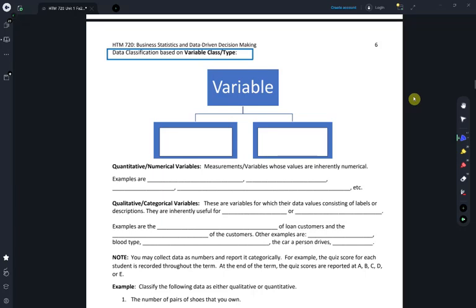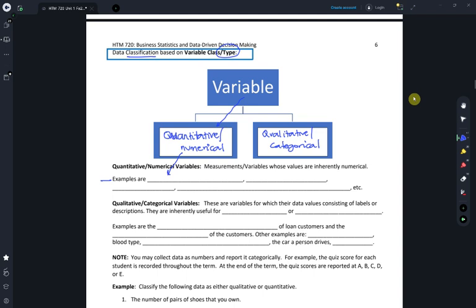Our next consideration will be the classification of variables based on their types. Variables can either be quantitative, otherwise called numerical variables, or they can be qualitative, otherwise called categorical variables.